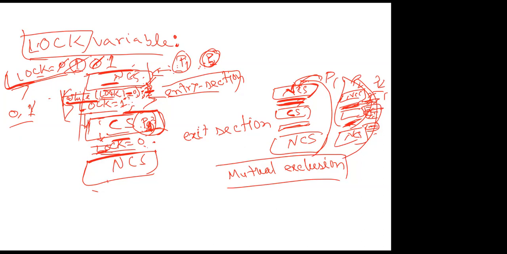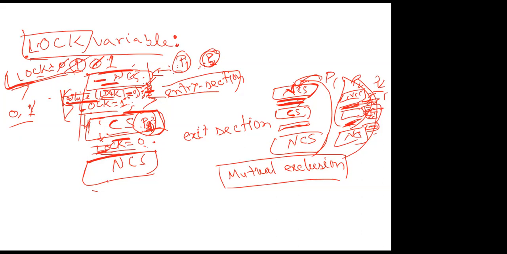Two processes cannot enter the critical section at the same time. If two processes enter the critical section at the same time, then there will be inconsistency. So let's check whether this lock variable synchronization mechanism guarantees mutual exclusion or not. Look carefully. Let's check process P1 first. Process P1 is trying to enter. Process P1 is scheduled by the operating system.